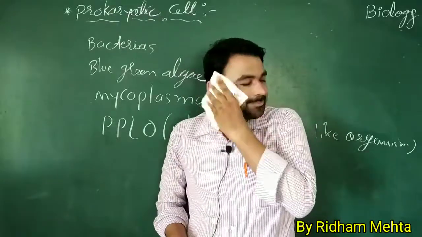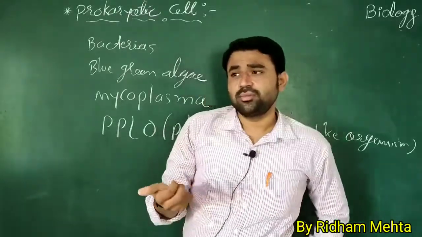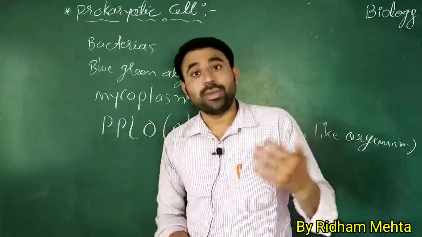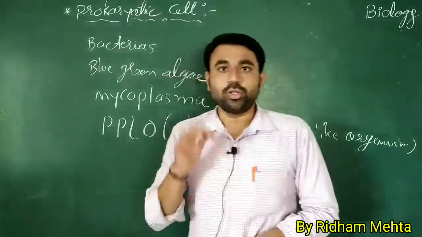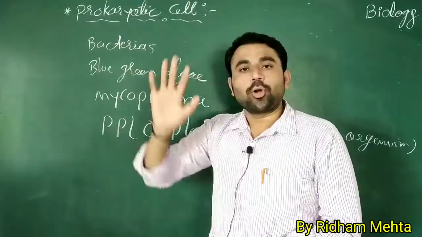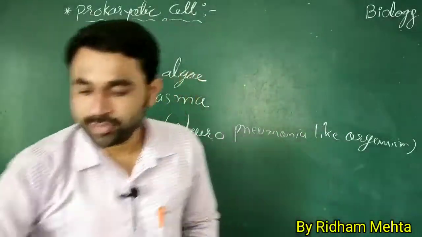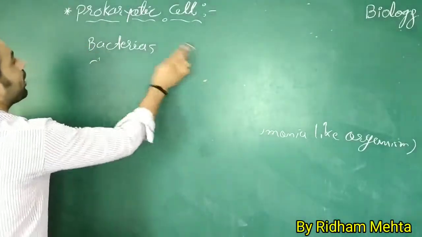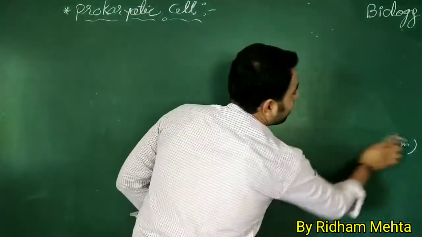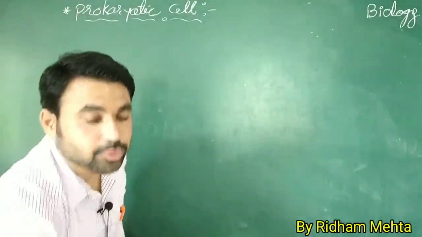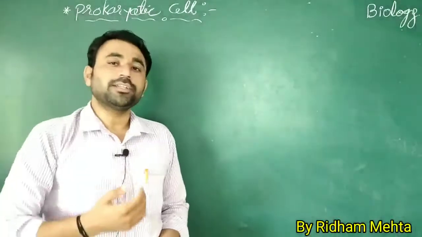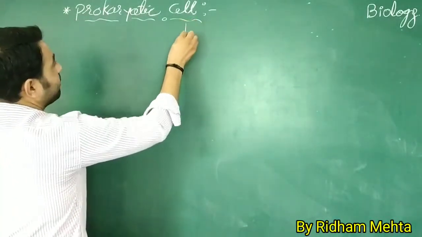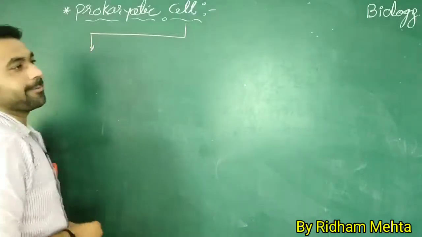So what are the types of prokaryotic cell, and what about the bacteria and all? So today we are discussing the prokaryotic cells. First of all, we start with the types of prokaryotic cell according to their shape. There are different types of prokaryotic cells according to their shape, and according to their shape, they are four types.